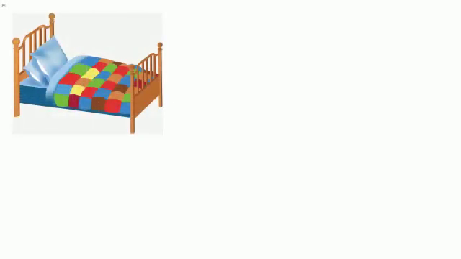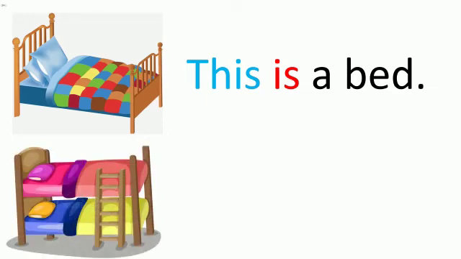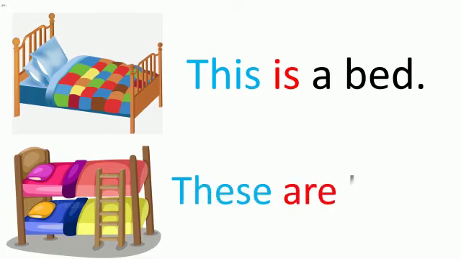Now children, what is this picture? It is the picture of a bed. Now let us form a sentence with the picture. This is a bed. What is the next picture? Can you see more than one bed here? Let us form the sentence with the picture. These are beds.